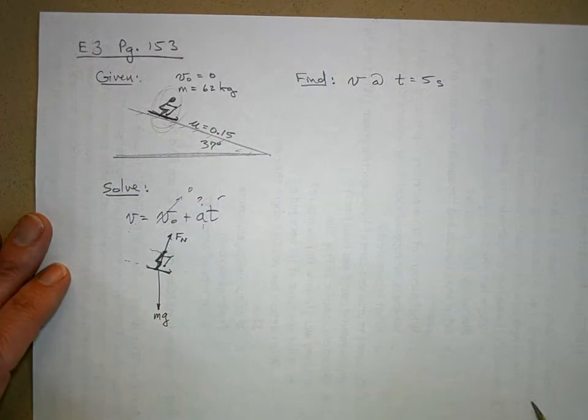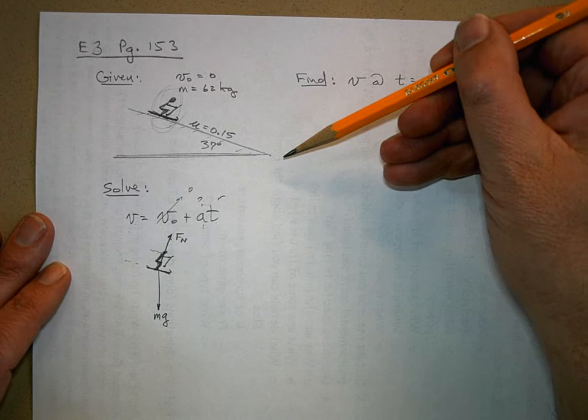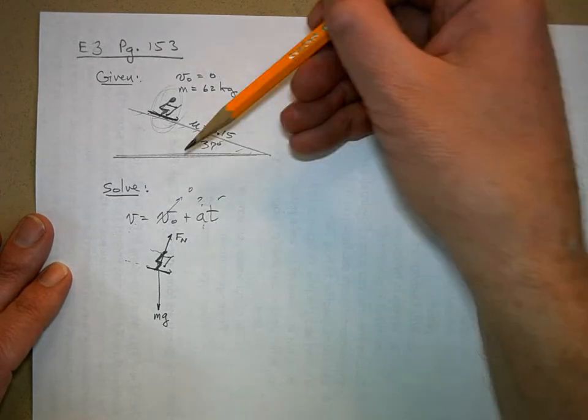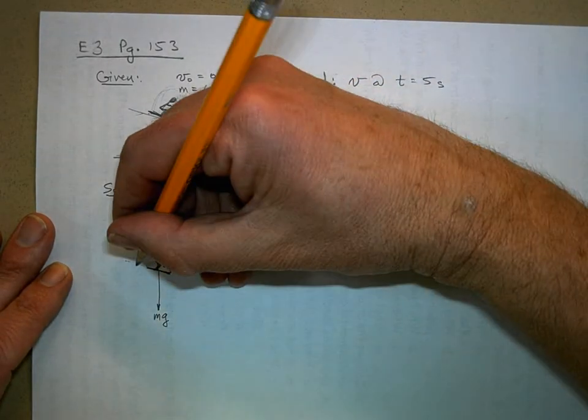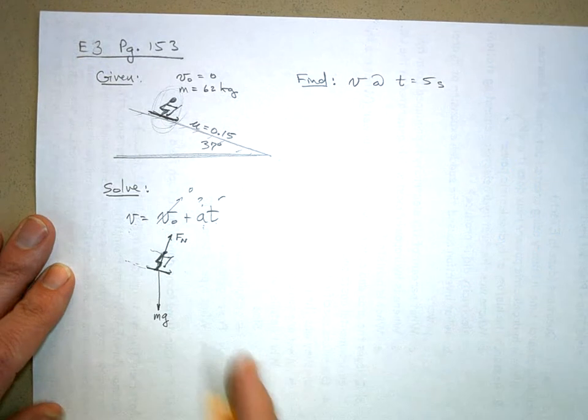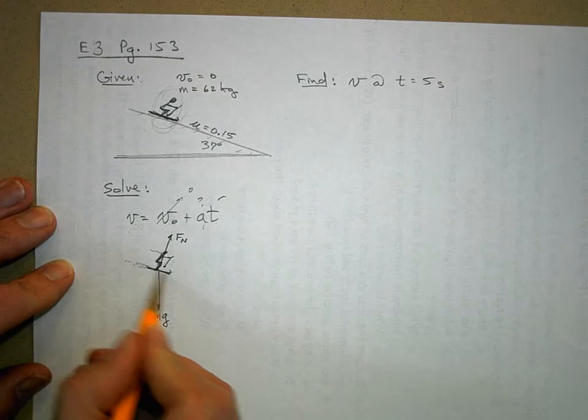Now there is friction in this problem. She's going down the slope, so the force of friction is going to be up the slope. So I didn't draw the slope steep enough. Let's make it a little steeper.